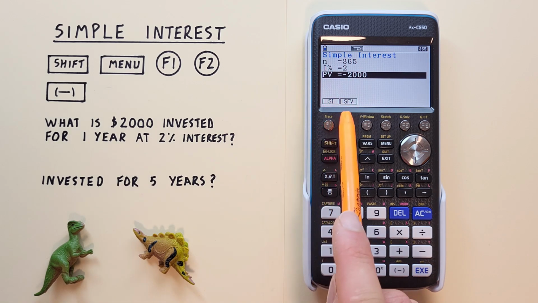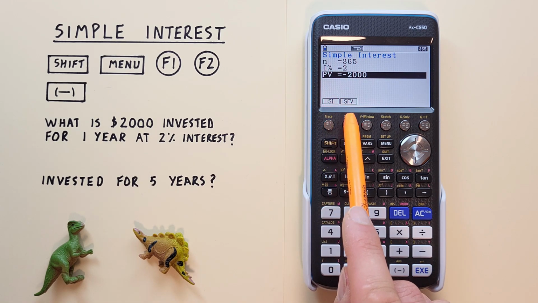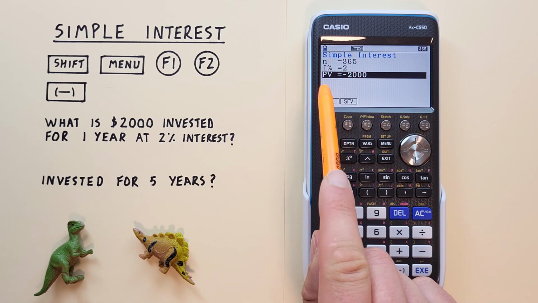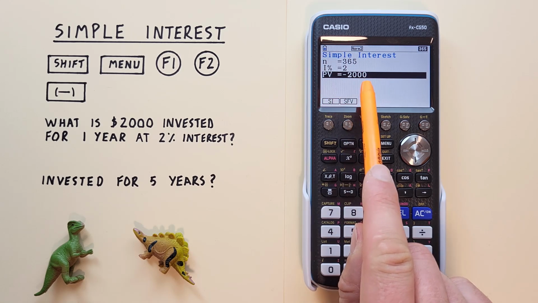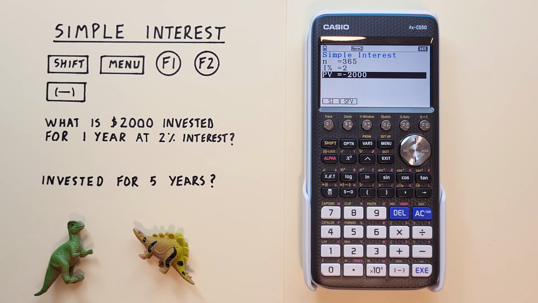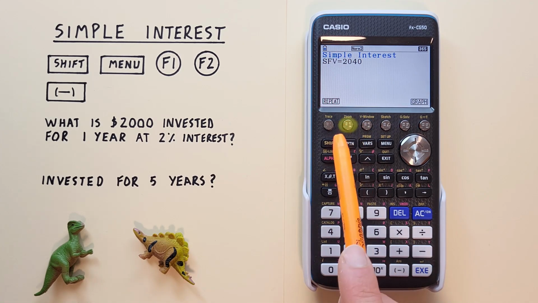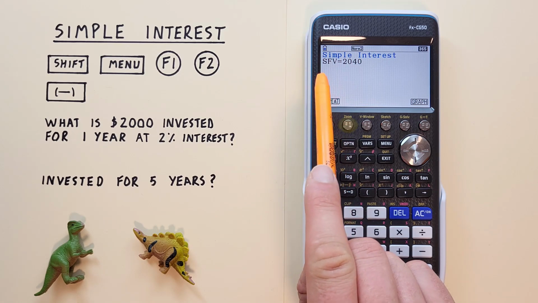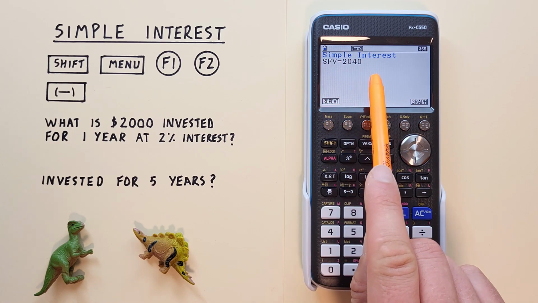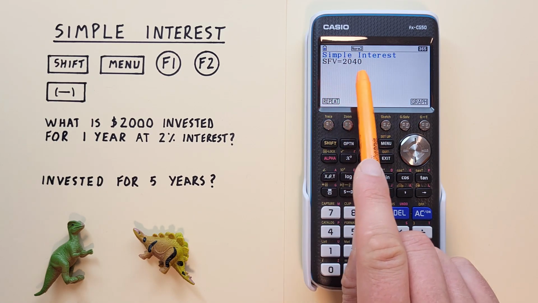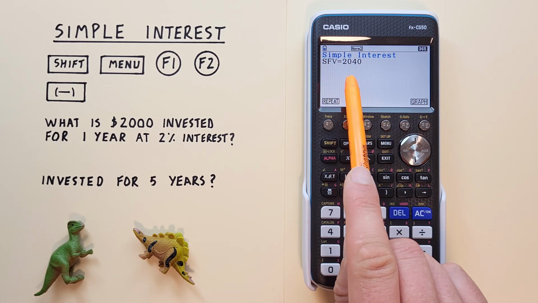Now we can choose between SI and SFV. SFV is simple future value. So that'll show us the total value of this $2,000 investment after 1 year. So if we press that, we see our SFV is 2,040. So that's the total amount we would have after 1 year.